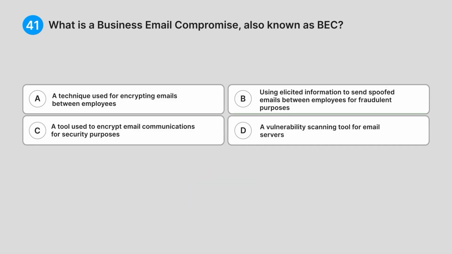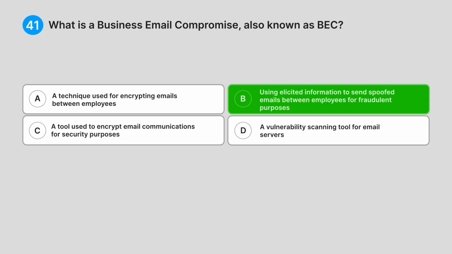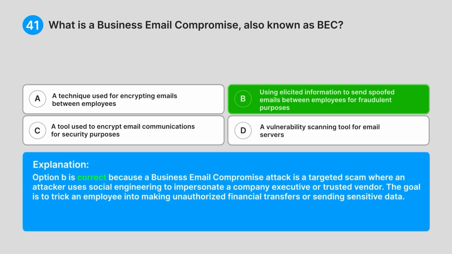Correct answer. B. Using elicited information to send spoofed emails between employees for fraudulent purposes. Explanation. Option B is correct because a business email compromise attack is a targeted scam where an attacker uses social engineering to impersonate a company executive or trusted vendor. The goal is to trick an employee into making unauthorized financial transfers or sending sensitive data.